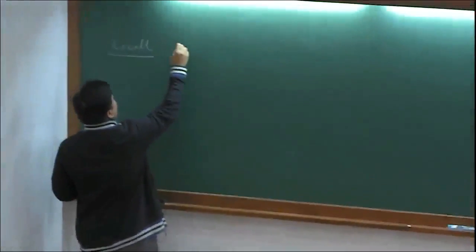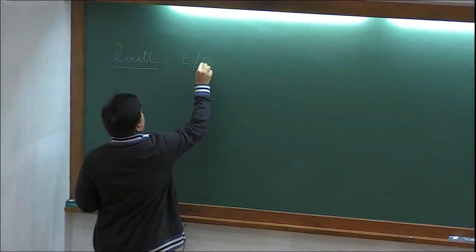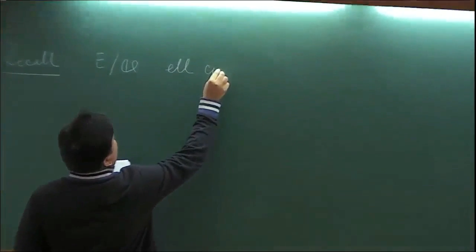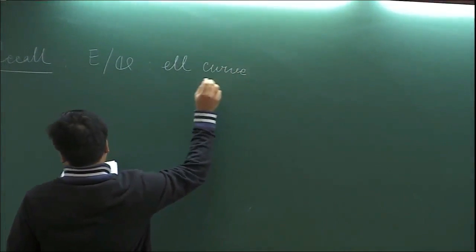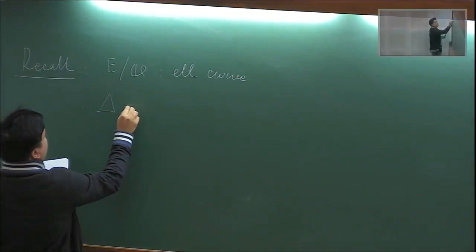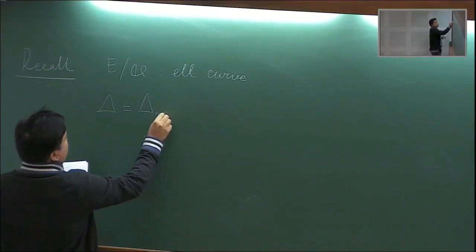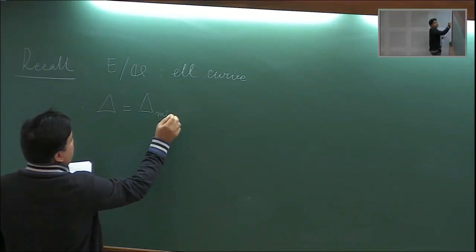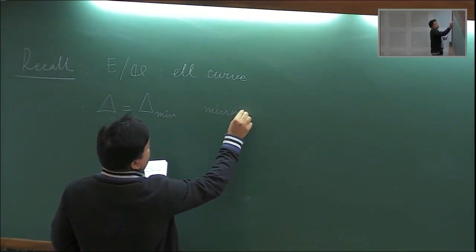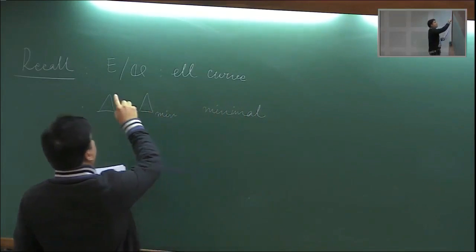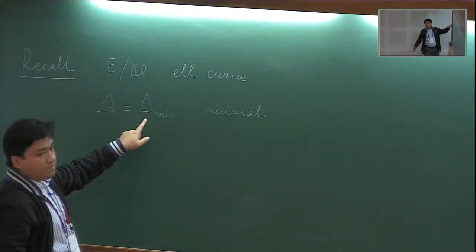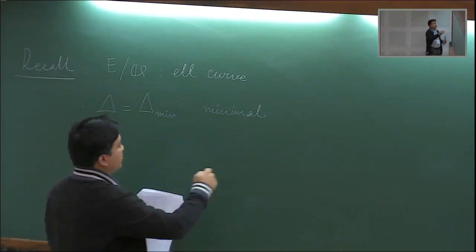that for an elliptic curve E defined over Q, I have these associated invariants. If I write delta for the minimal discriminant, okay, so this is the minimal discriminant. You have to take the minimal Weierstrass model for E and then compute the discriminant for that model.